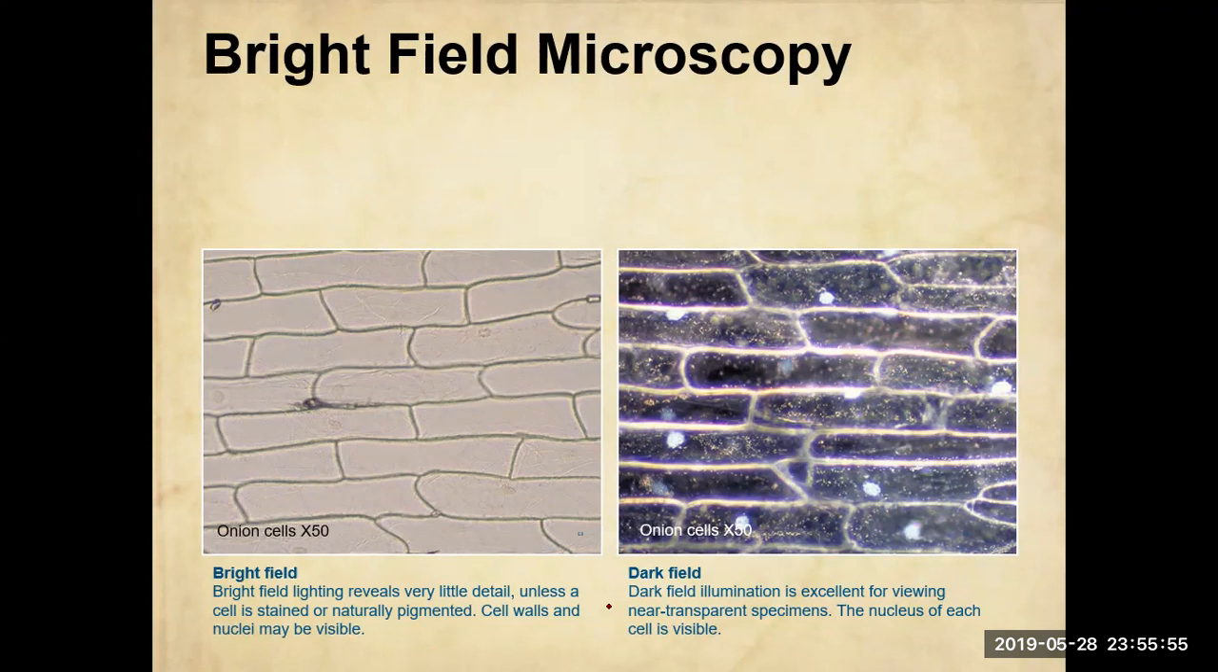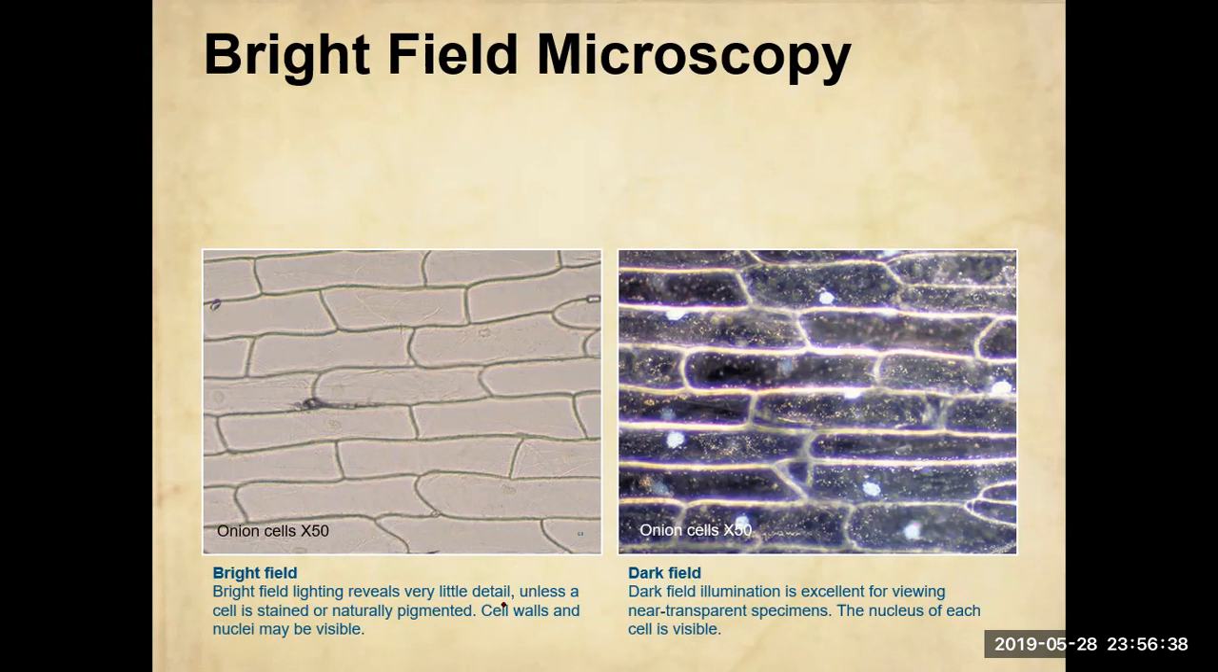The next topic is bright field microscopy. Here is some background on the microscopy. For example, here is bright field. Bright field lighting reveals very little detail unless a cell is stained or naturally pigmented. So with bright field, the information that you can get is limited. Cell walls and nuclei may be visible, but not the other types of information that you need from the cells.